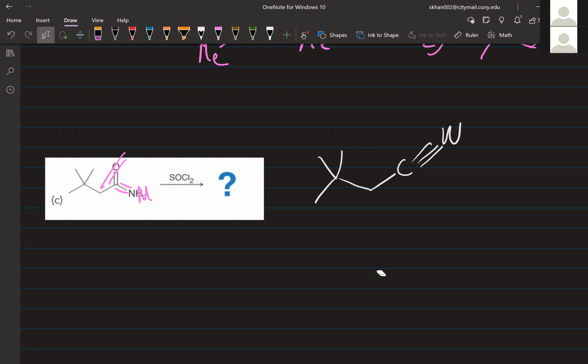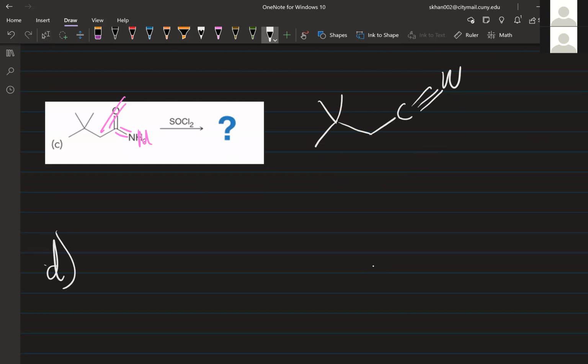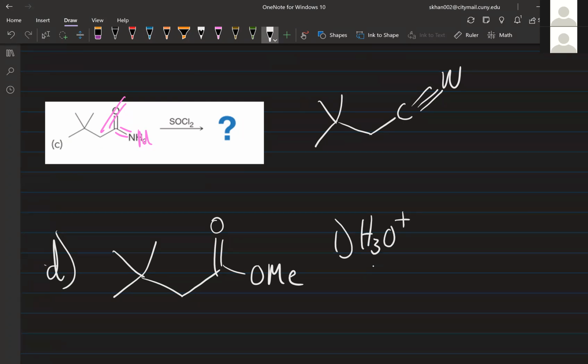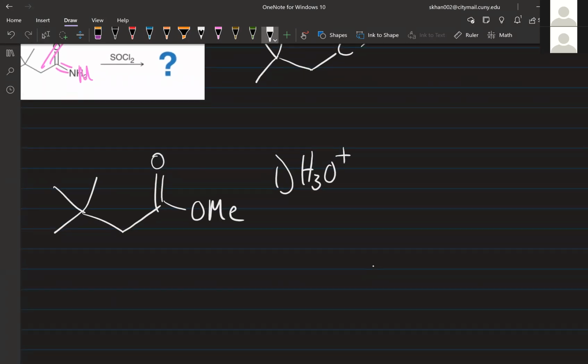Okay, let's see what else is next. Okay, next one, I'll just draw it actually. I just realized all of these are almost similar. OMe, right? So the first step is H3O plus, and the second step is CH3COCl and pyridine, right? So what's happening in the first step of this reaction?